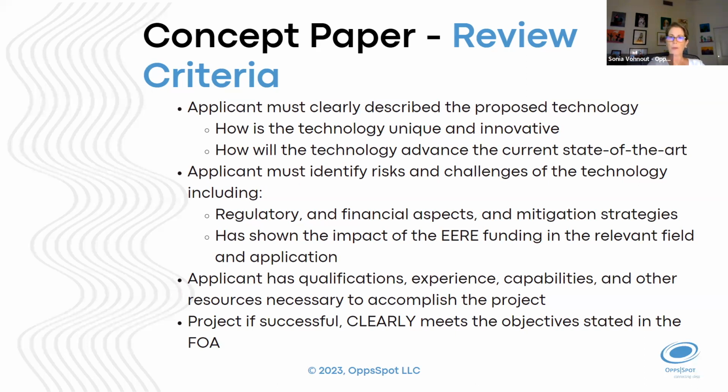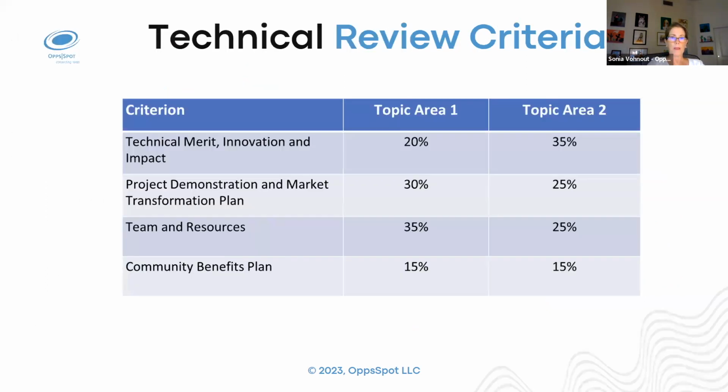And you've got to make sure that you make it very clear that you could meet those objectives, not only the ones that you describe you're going to do, but also the objectives of the FOA, whether it's topic 1 or topic 2. And this is how you're going to be rated against topic 1 and 2.